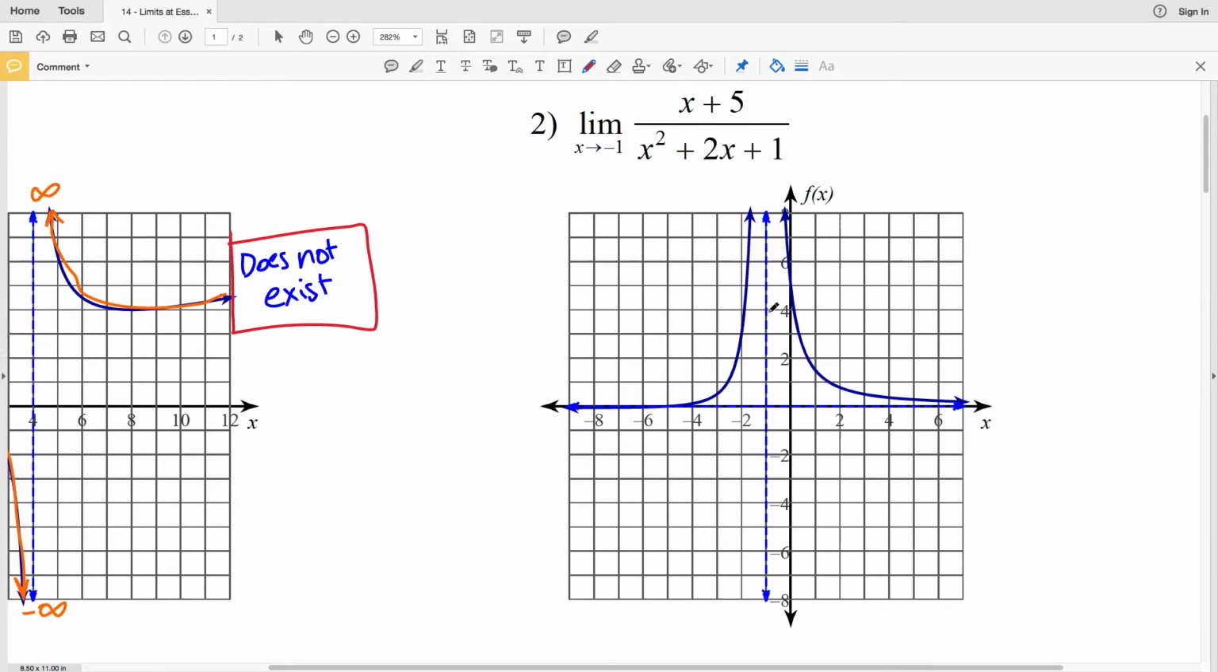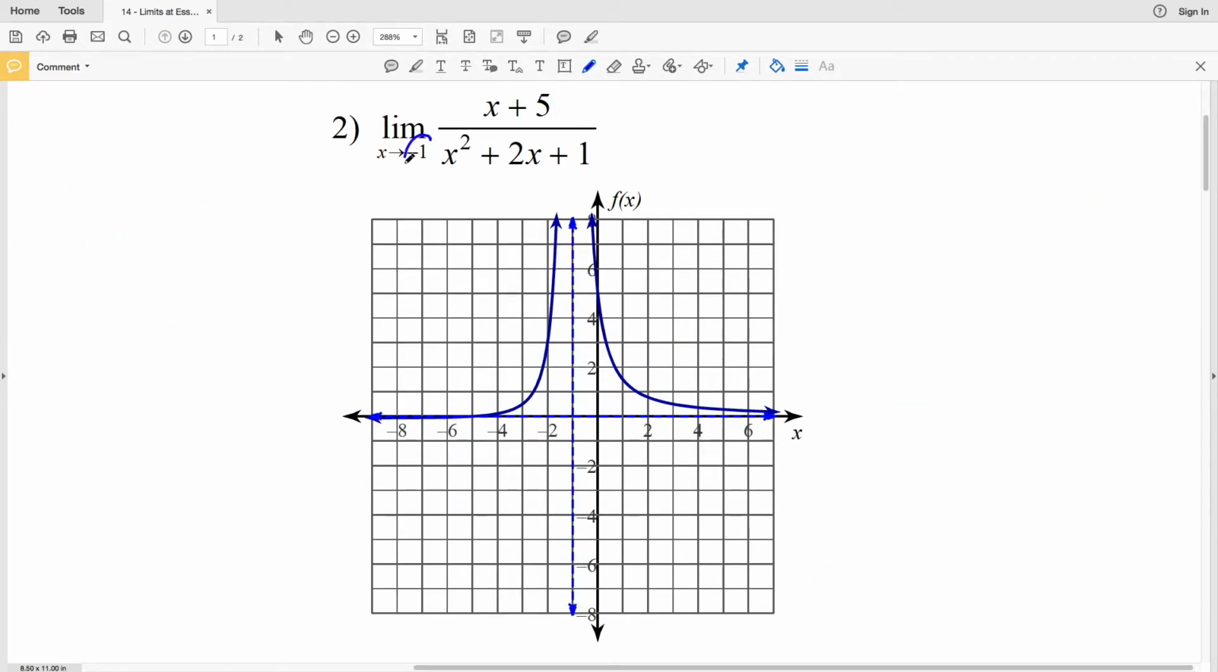Let's look at number 2. For number 2, we can recognize that if we plug negative 1 in for x, we'll get 1 plus negative 2 plus 1, which would be 0. So at f of negative 1, we're undefined. You can see that we have a vertical asymptote at negative 1.